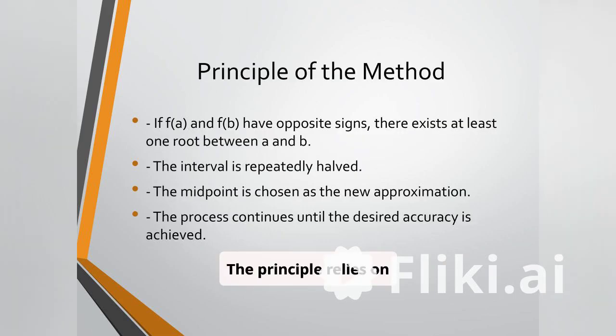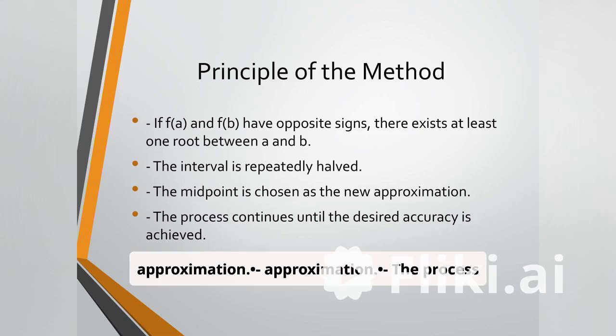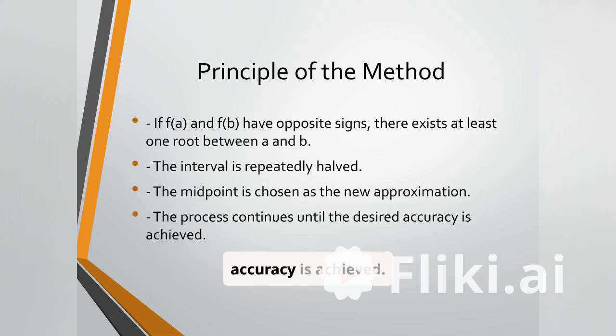The principle relies on repeatedly halving intervals. If f(a) and f(b) have opposite signs, there exists at least one root between a and b. The interval is repeatedly halved, the midpoint is chosen as the new approximation, and the process continues until the desired accuracy is achieved.